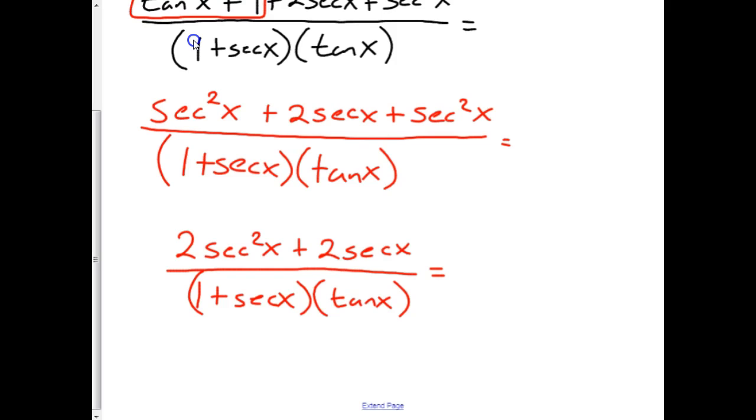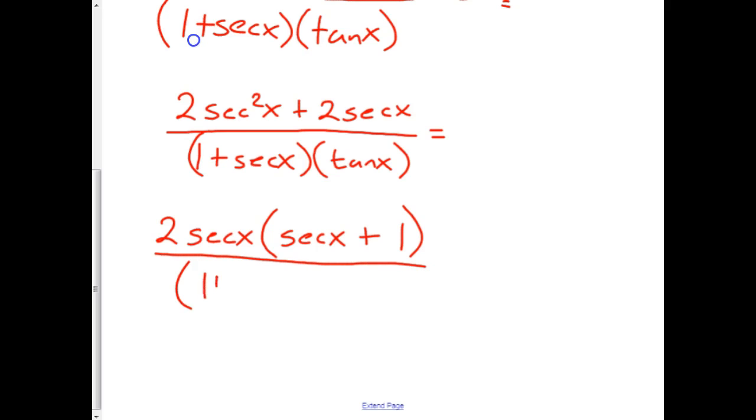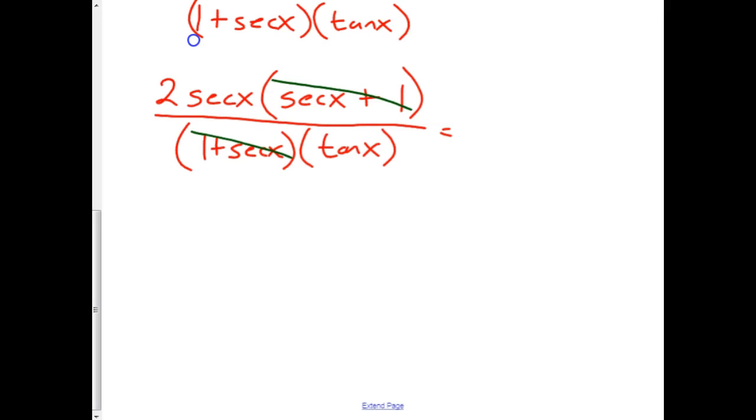Alright, let's see, what can I take out? I can factor the top, right? Factor the top. I can take a 2 secant x out of the top, right? So what would I be left with? Secant x plus 1? Yeah. Okay. All over 1 plus secant x tangent x. Like that. Well, these two things will cancel out, right? Okay. That leaves me with 2 secant x over tangent x.